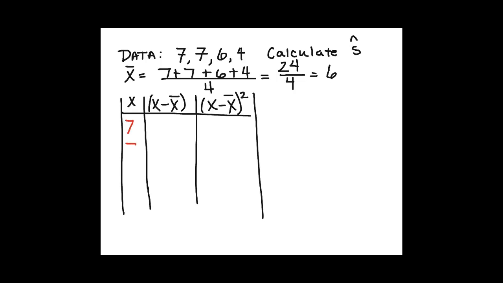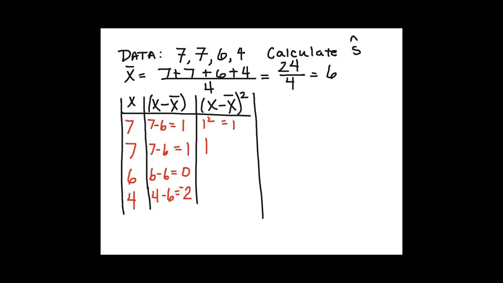So here they are, 7, 7, 6, and 4. With a mean of 6, my deviations are 7 minus 6 equals 1. And again, 7 minus 6 equals deviation score of 1. 6 minus 6 gives me 0. And 4 minus 6 equals negative 2. I know I've done this right so far because my deviations all add up to 0.